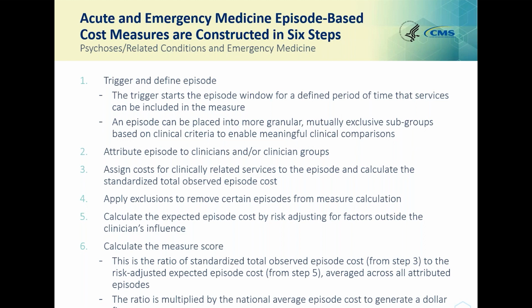As with all the cost measures, we use standardized costs to remove differences in costs that are unrelated to care decisions. This is used to calculate the total observed episode cost. Fourth, we apply exclusions to remove certain episodes from measure calculation. Fifth, we calculate the expected cost for episodes by risk adjusting for factors outside of the clinician's influence, separately for each subgroup if applicable. Sixth and finally, we calculate the measure score as the ratio of the standardized total observed cost from step 3 to the risk adjusted episode cost from step 5. This ratio is averaged across all episodes attributed to a clinician. We then multiply this ratio by the national average observed cost to obtain a dollar figure. Next slide, please.